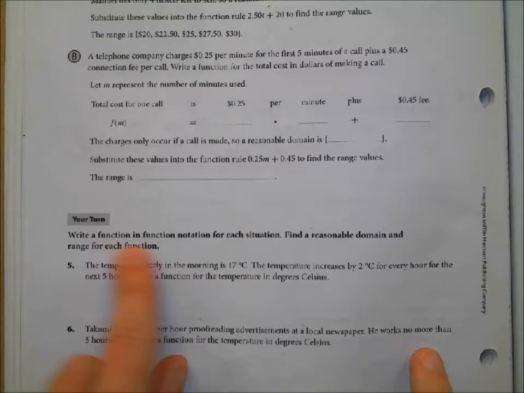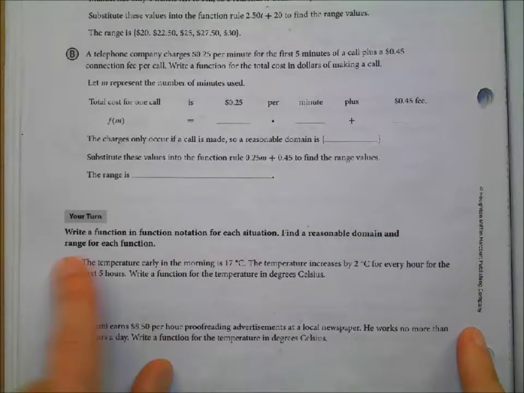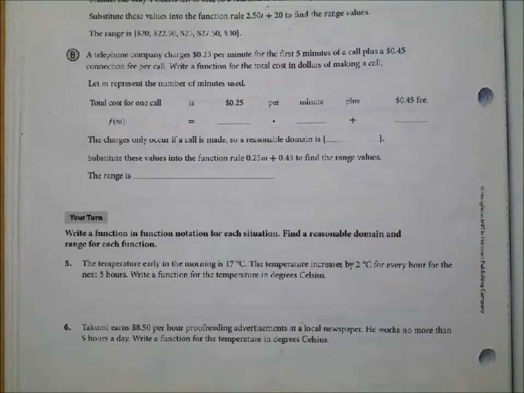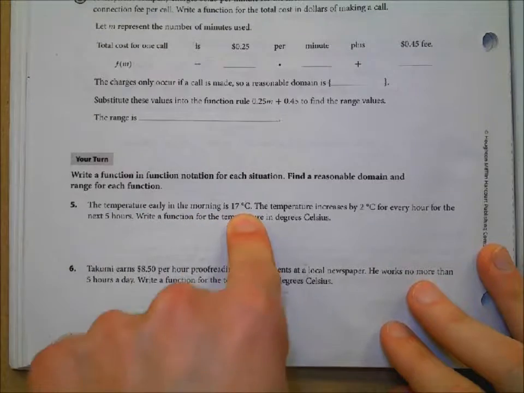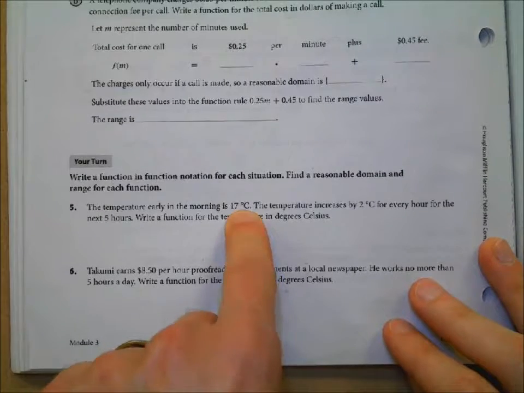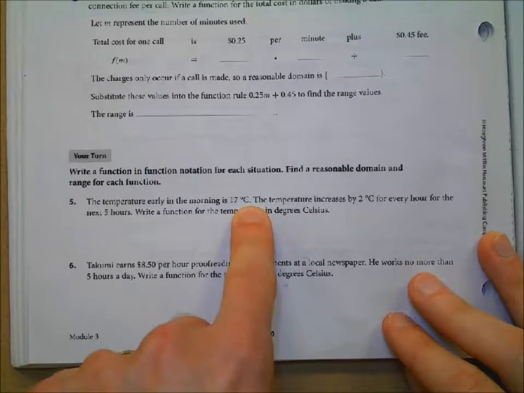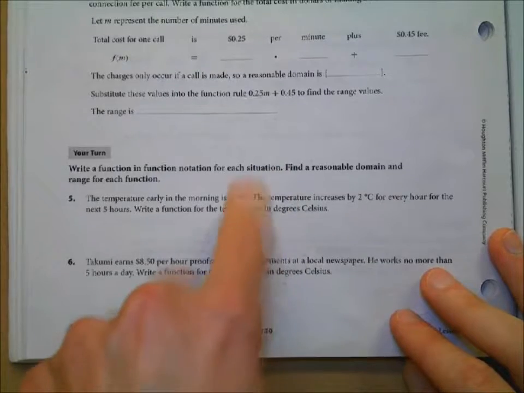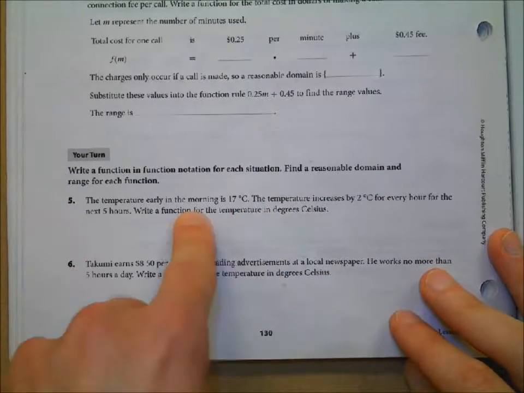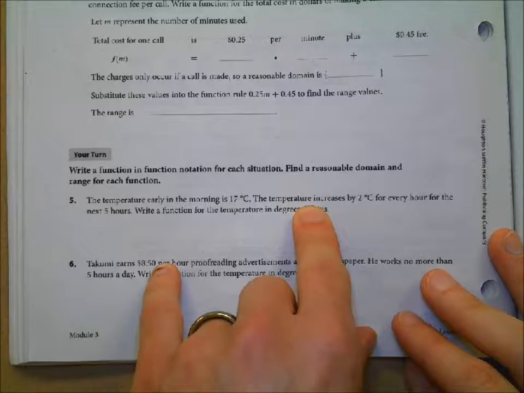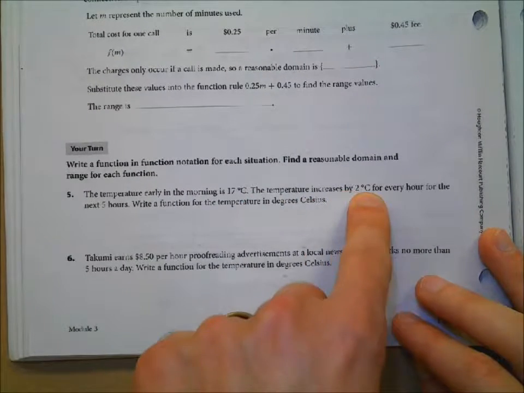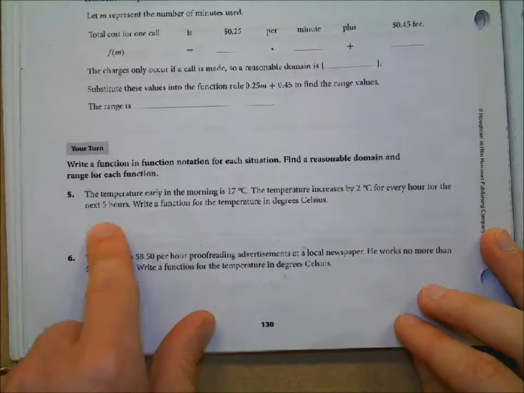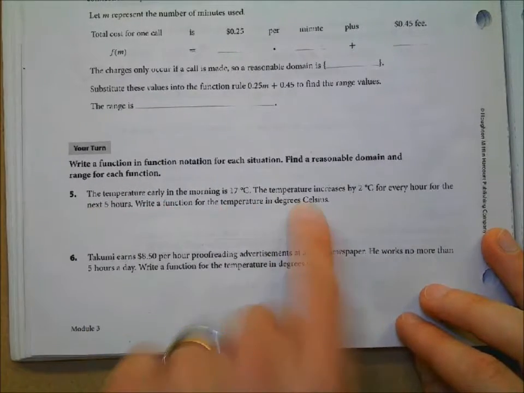So let's take a look at 5 and 6. We're going to write a function in function notation and then find a reasonable domain and range for each function. Number 5 says, the temperature early in the morning is 17 degrees Celsius. Celsius, what is this? Some sort of communist units of temperature here? We use Fahrenheit in America. But anyway, we're going to have to deal with degrees Celsius. The temperature increases by 2 degrees Celsius for every hour for the next 5 hours. Write a function for the temperature in degrees Celsius.